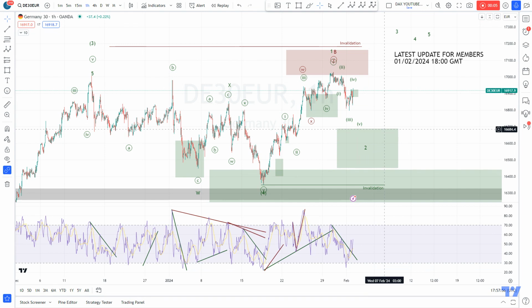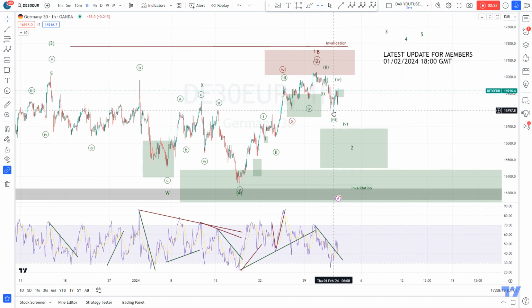Today is Thursday, February 1st. Time is around 6 p.m. GMT. So, yesterday, as a reaction to the Fed decision, we had some sell off here, although today we saw an upward move, or at this very moment an upward move is going on. So let's have a look how we could interpret this.